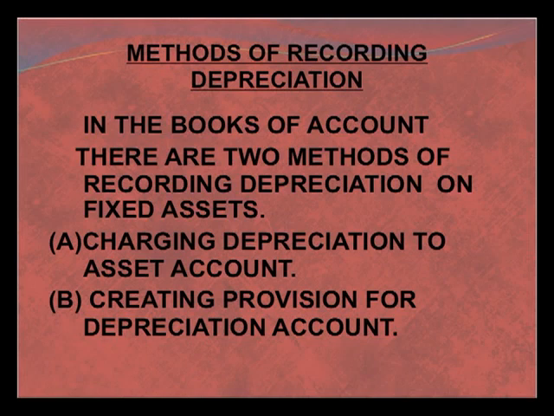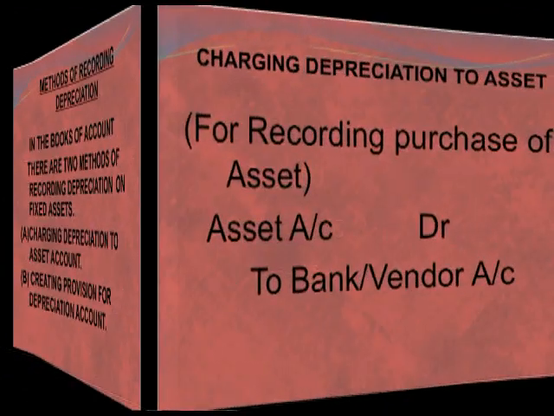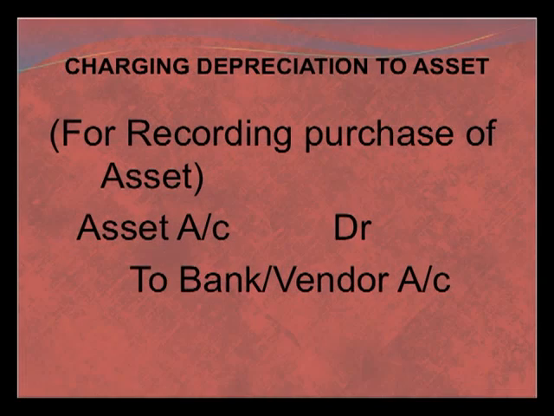When we talk of the method of accounting of depreciation, there are two methods for recording the depreciation on the fixed assets. The first method is charging the depreciation to asset account, and the other is creating the provision for depreciation account. Under depreciation to asset account, we make certain entries. First, for recording the purchase of asset, we pass the accounting entry: asset account debit to bank or vendor account. If you purchase the asset for cash, we will credit the bank account. If you purchase the asset on credit, we will credit the vendor's account.